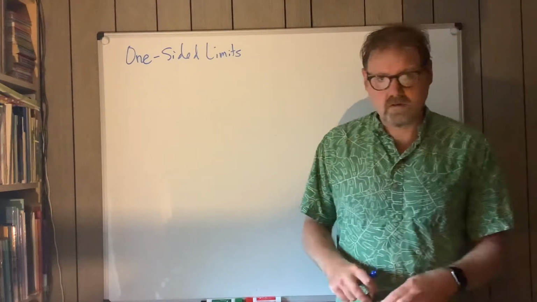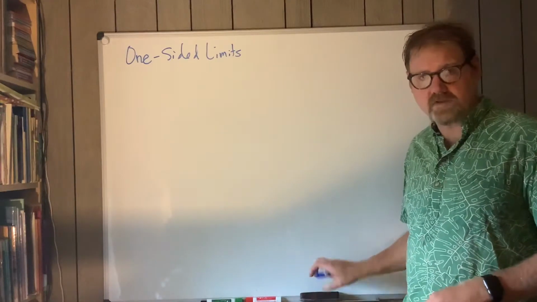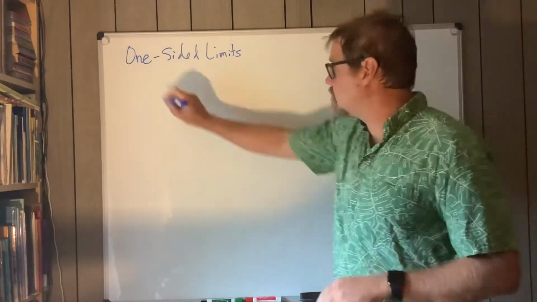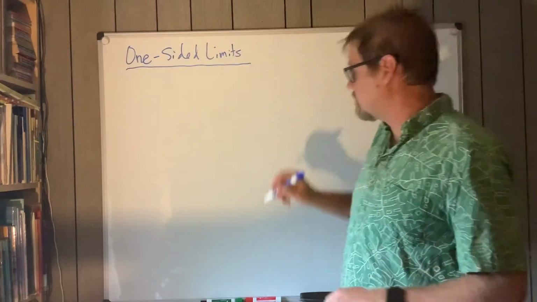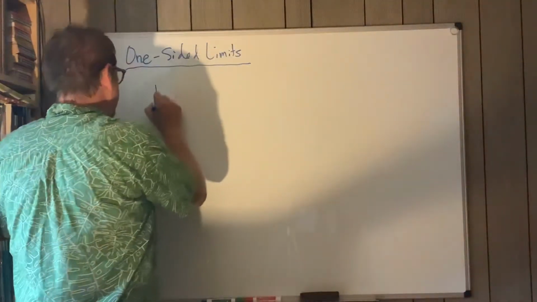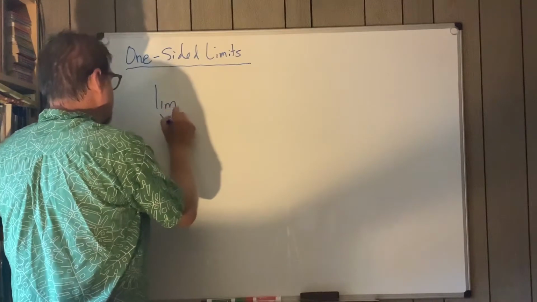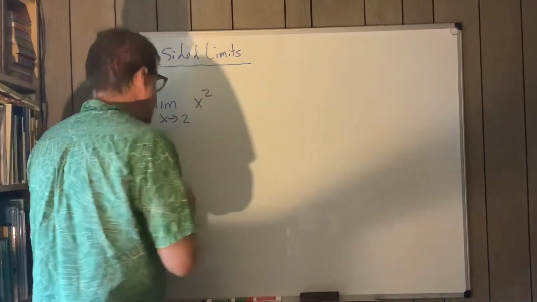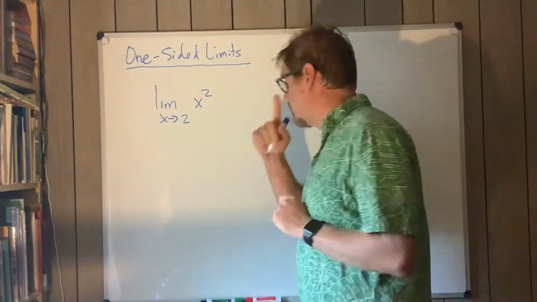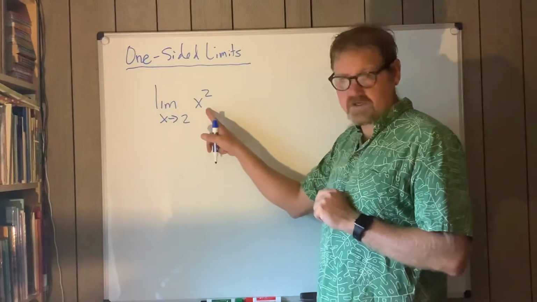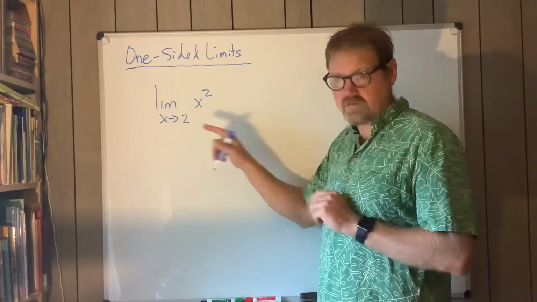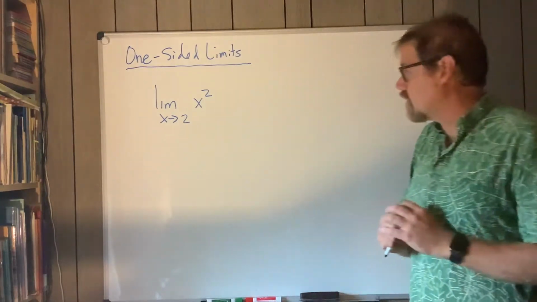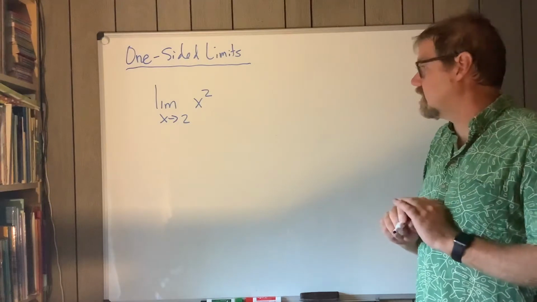Okay, so we're going to talk a little bit about one-sided limits here. Let's recall before we jump into this. Let's say I do this. We've got the limit of the function x squared as x goes to 2. This is the limit we've talked about the last couple of sections. What does this mean again?